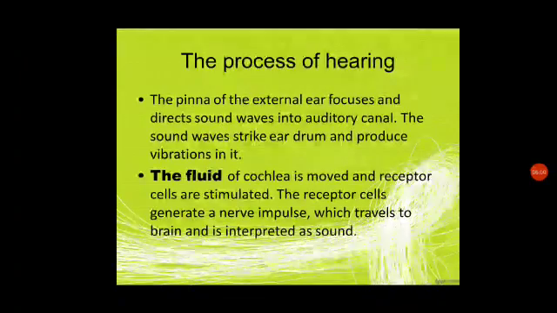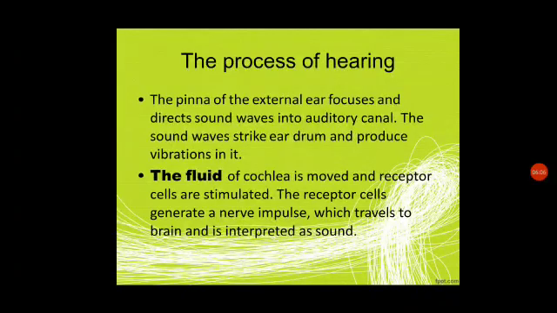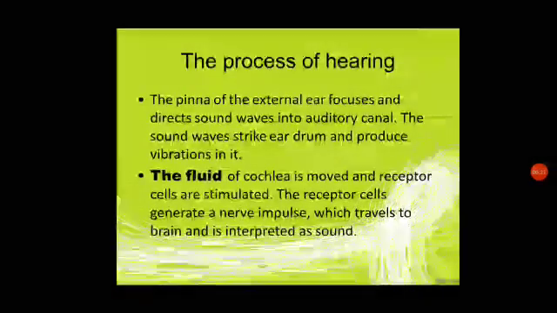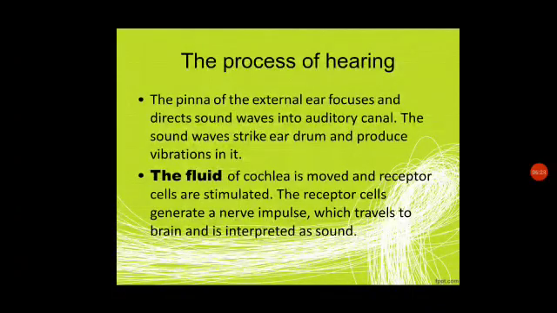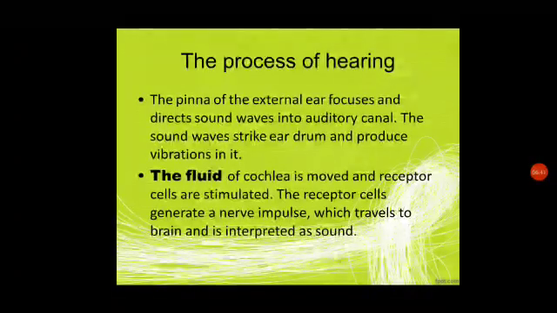Now the process of hearing, how we can hear. The pinna of the external ear focuses and directs the sound waves into the auditory canal. The sound waves strike the eardrum and produce vibrations in it. First of all, the external ear collects the sound waves and directs them to the middle ear. Here are three bones that are attached to the inner ear. When the tympanum, or the membrane, vibrates, the three bones also vibrate, and these three bones take the vibration to the inner ear, where it is converted into signals which are taken to the brain.